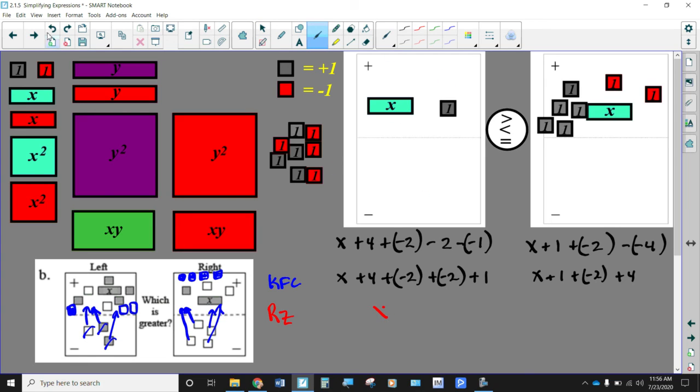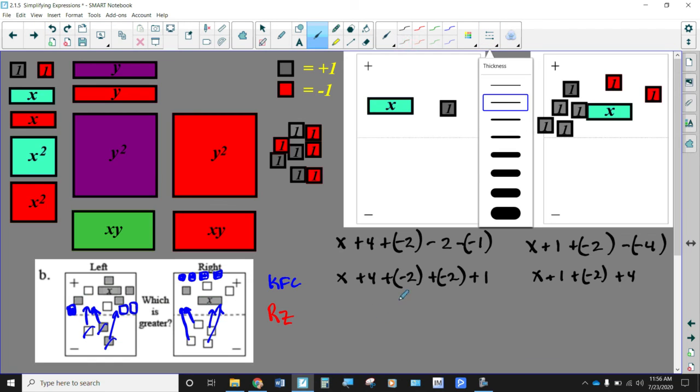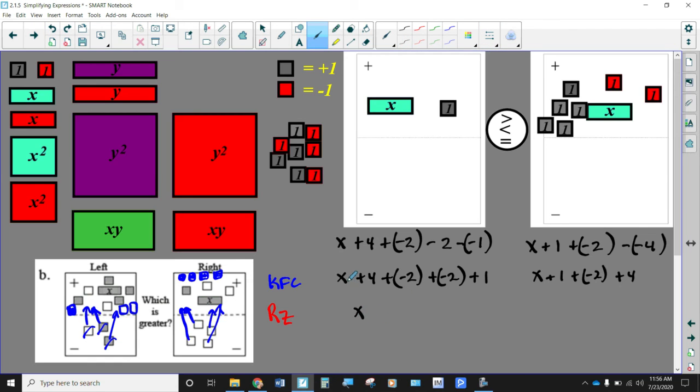Oh, I don't want the color. Leaving you with X, right? That X didn't have anything else to combine with. Notice how this 4 and that makes -4, and those all combine are going to make the 0 pair that we see here. So then we're just left with X plus 1 on the left-hand side.